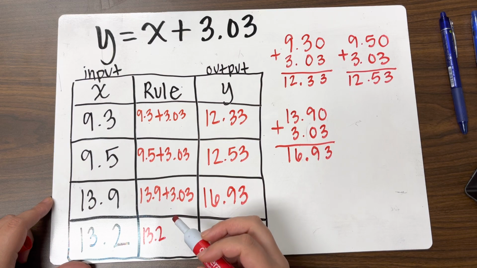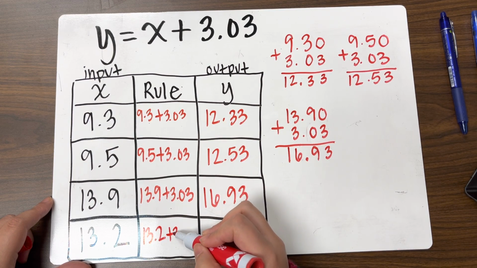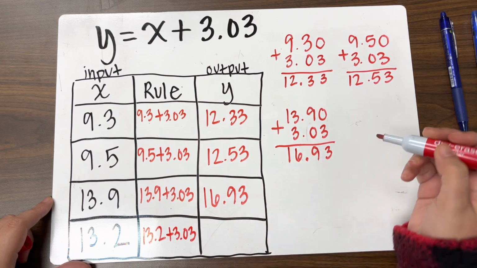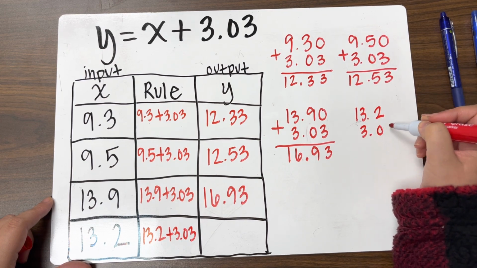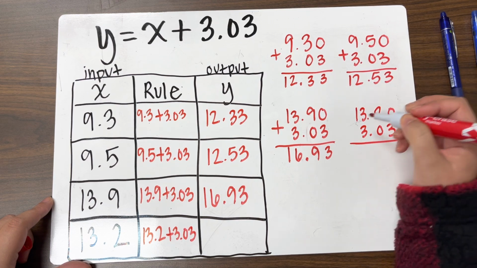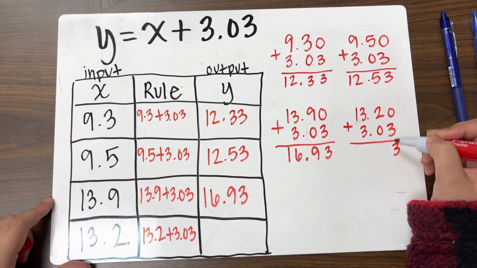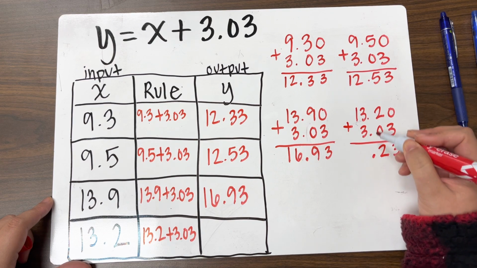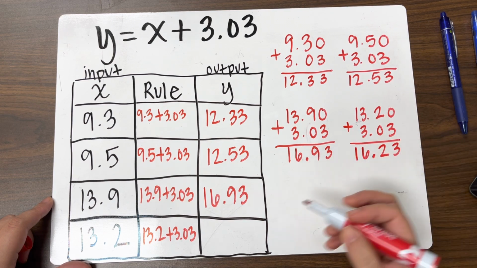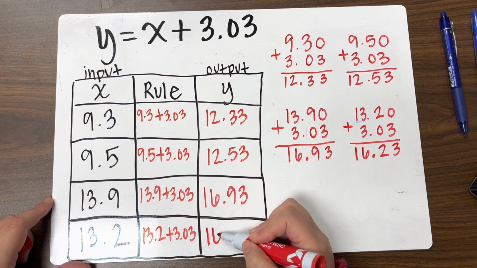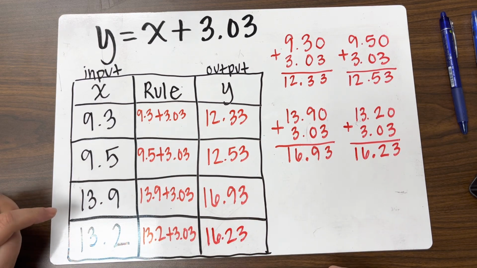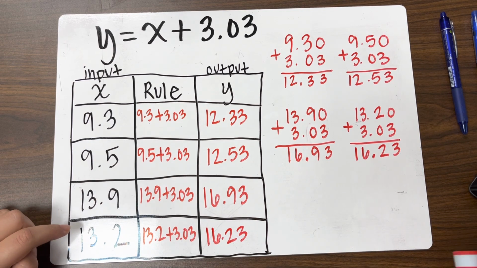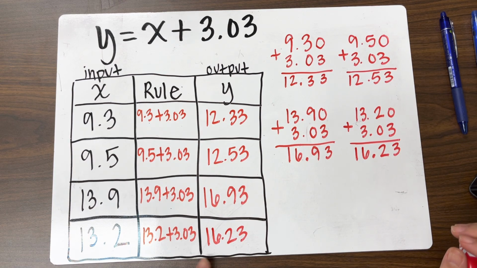And the last one, 13 and 2/10 plus 3 and 3/100. Add your 0 again. 3, 2, bring down your decimal, 1. So my output would be 16 and 23/100. Okay, so we're going to have our inputs and we're going to have our outputs.